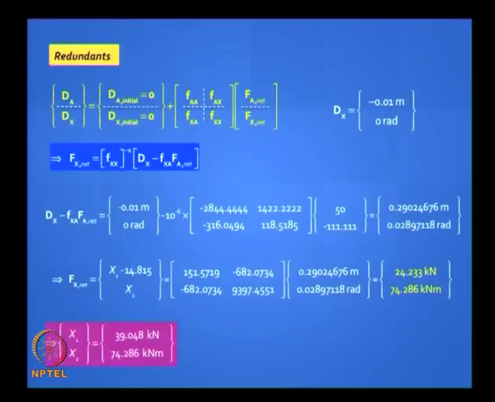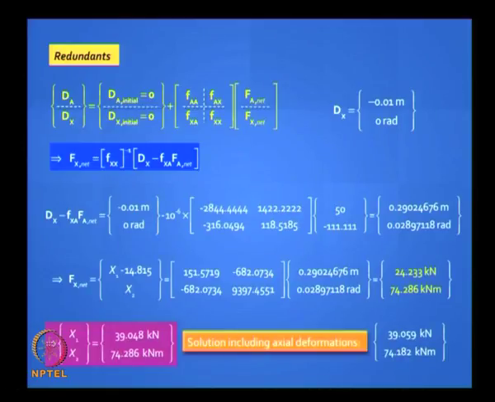Find the inverse of your Fxx matrix, find your redundants, plug in those values, and you get your solutions as 39.048 and 74.286. Now, what did you get earlier? 39.059 and 74.182. Big deal. So that's why we don't waste time dealing with actual deformations. The errors you make are negligible, and in the context of what we discussed yesterday, this is certainly acceptable, because there are going to be much larger errors in reality.